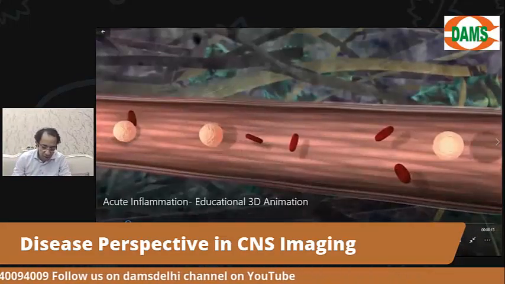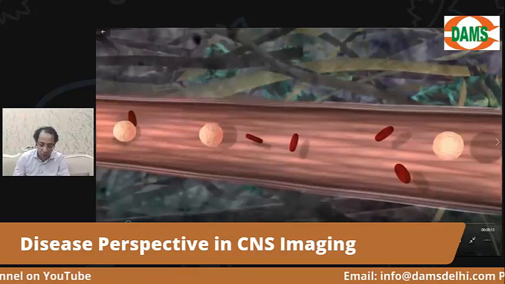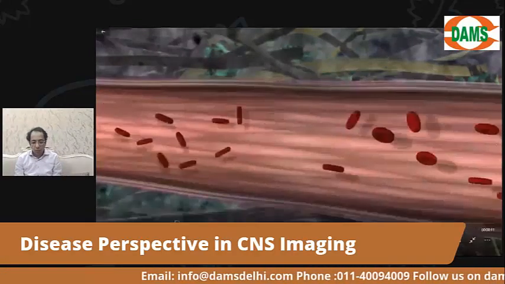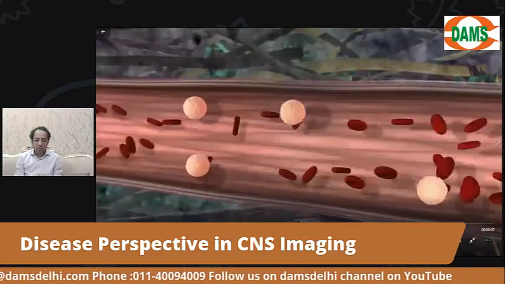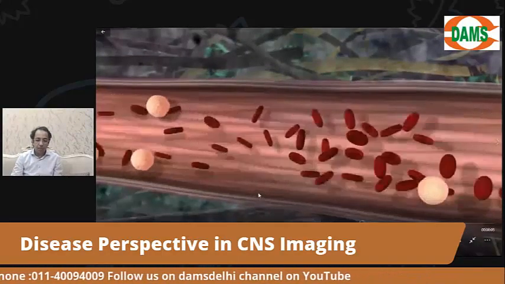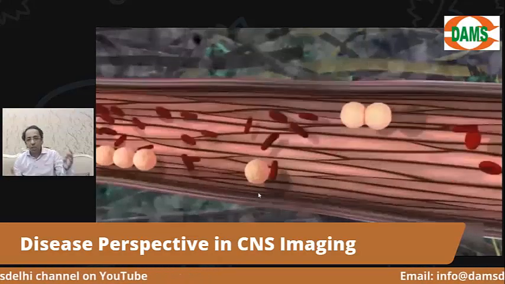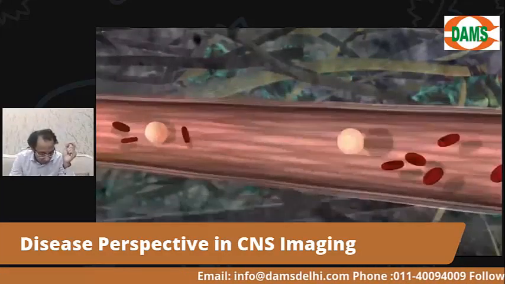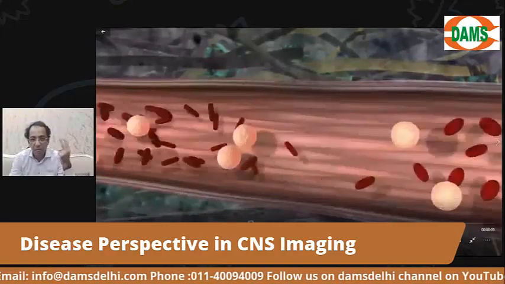Now this is what is happening in inflammation. Let's see what is happening in acute inflammation. In acute inflammation, the capillaries dilate, so there is hyperemia and increased blood flow. The capillaries begin to leak and there will be surrounding edema. Do you agree with me or not? So inflammation would lead to hyperemia, increased blood flow, as well as leaky capillaries.